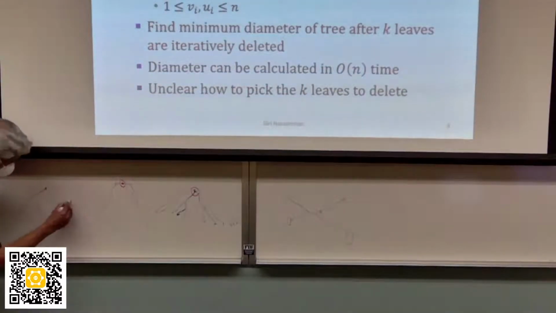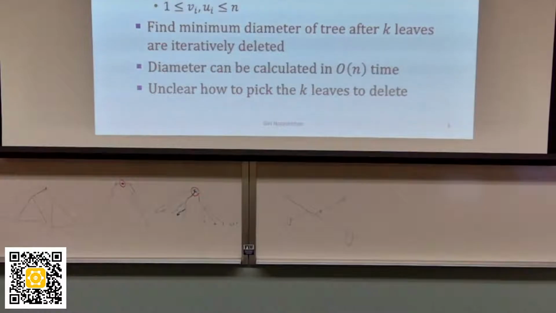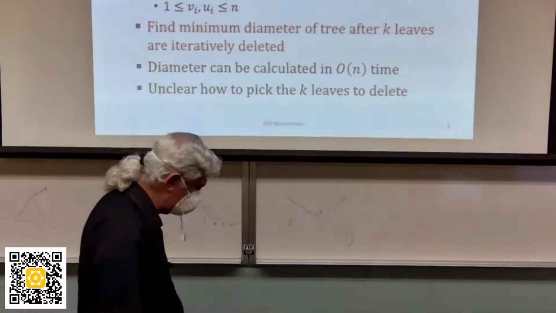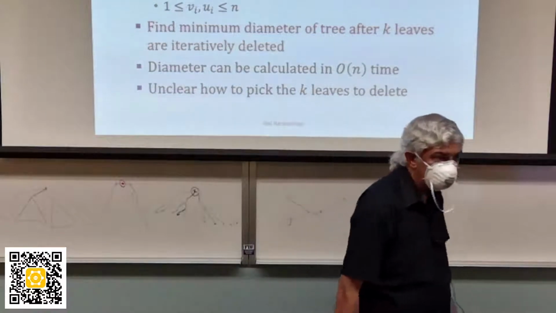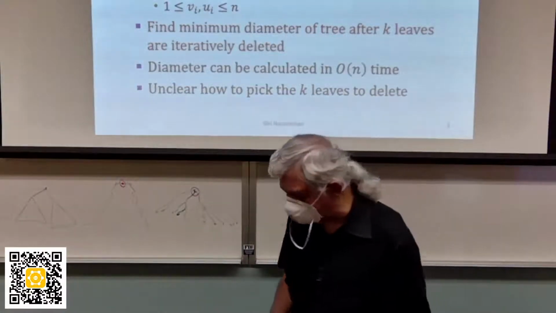But if you have multiple, let's say you have three. Well, no, let's take four. How do you pick which leaves to delete? Any thoughts on this? Yeah? So if for each subtree we store how many nodes are at that distance. Right. So let's say, yeah, that's right.